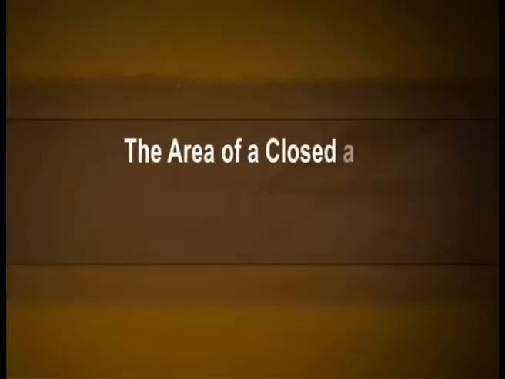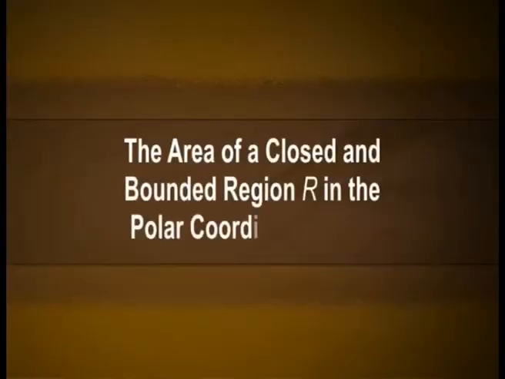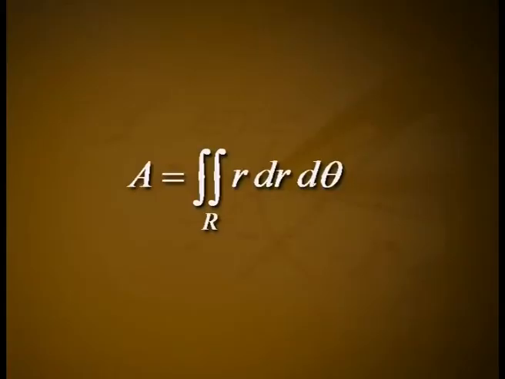The area of a closed and bounded region R in the polar coordinate plane. The area of a closed and bounded region R in the polar coordinate plane is given by A is equal to double integral over R r dr d theta. Remark: if f of r theta is the constant function whose value is 1, then the integral of f over R is the area of R.